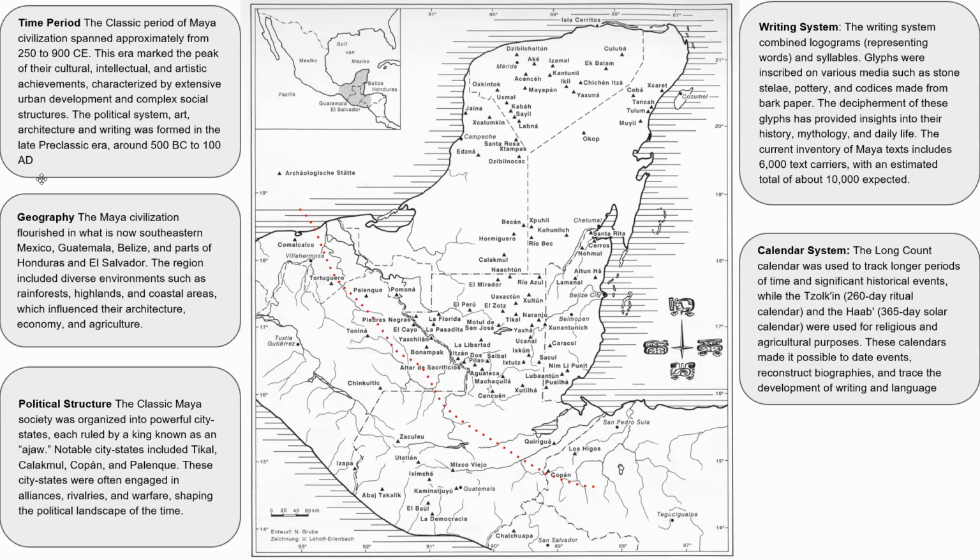And geography, you see here the area we have Mexico, Guatemala, Belize, where we find the remains of the classic Maya site. The political structure here, I give you shortly. This was an organized and powerful city-states, kingdoms, and all the kingdoms had lords who called themselves ahau.